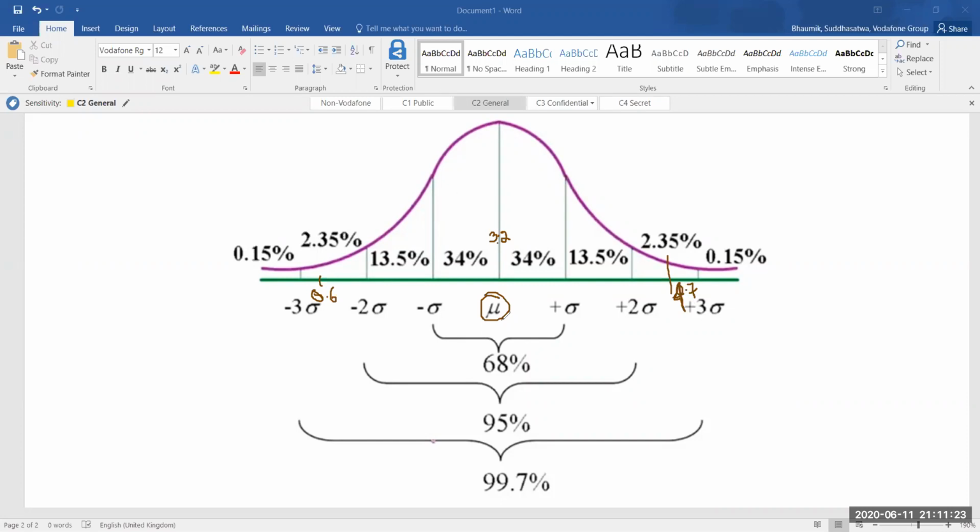Using this set of rules, which is otherwise known as the empirical rule, it can help me predict the probability without using any value, any score at all. I can clearly say it falls within this range.